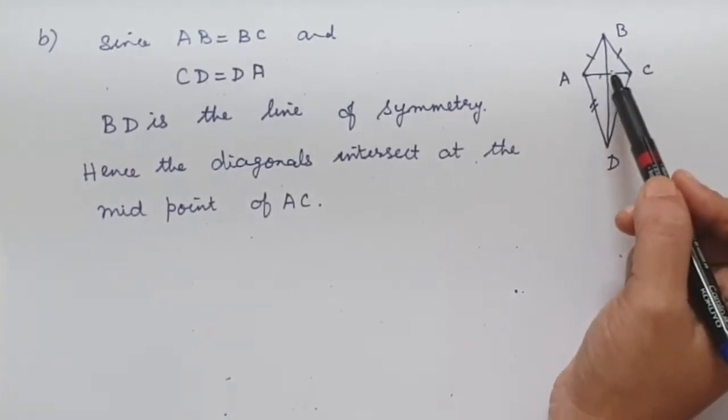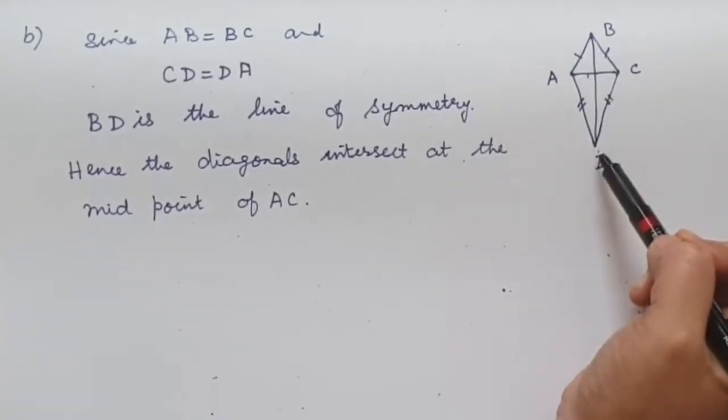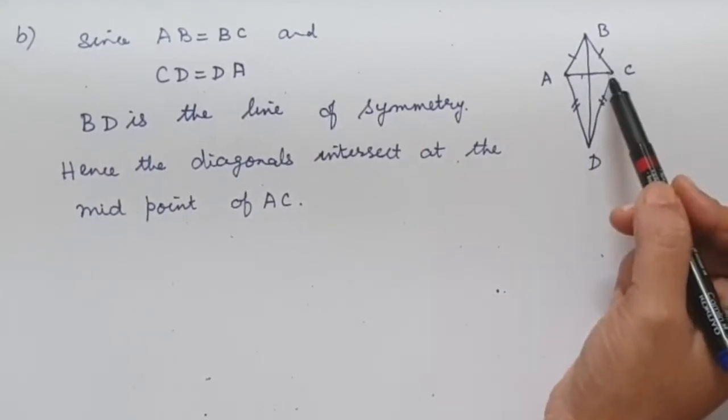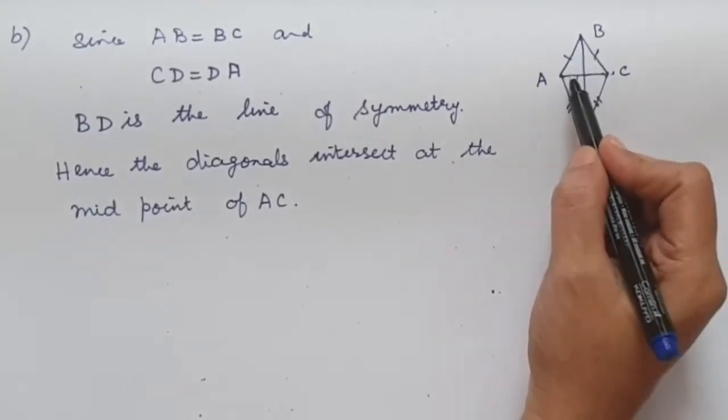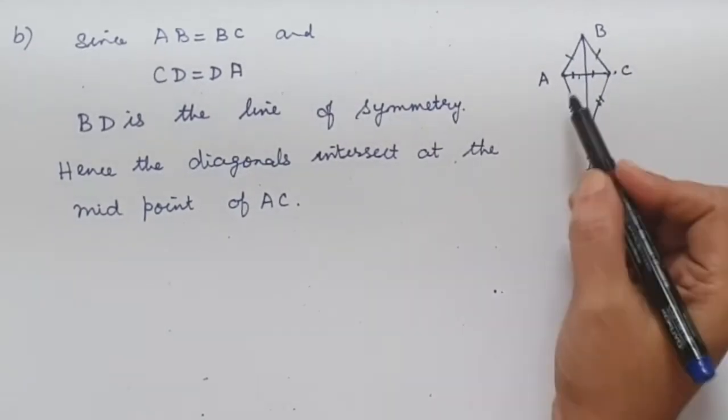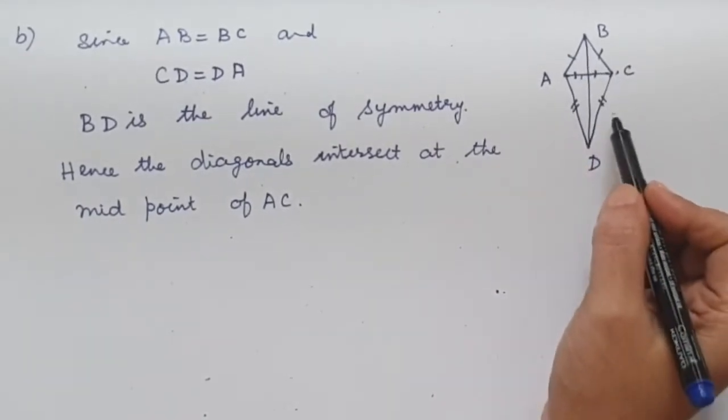In our part A, we found that AB and BC are equal, CD and DA are equal. Due to this, BD is the line of symmetry for the kite. Hence, the diagonals will intersect at the midpoint of AC, because this length and this length are the same.